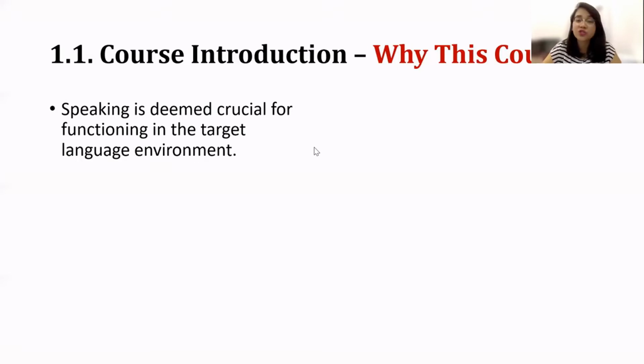Speaking is deemed crucial, or important, to be able to take part in the target language environment. Especially for many international students, if you happen to be one, who are learning English as an additional language, they say that speaking is critical for functioning in the target language environment, as well as the most challenging aspect of using language in everyday life.